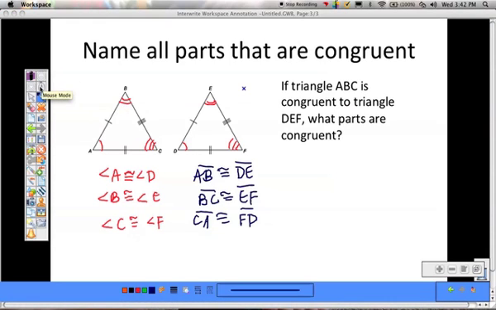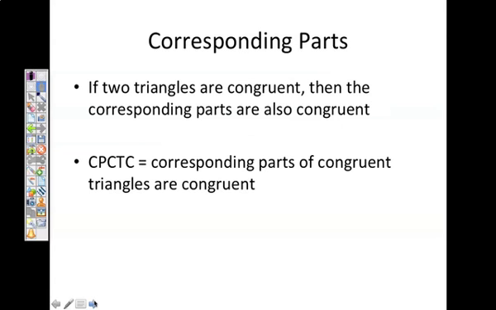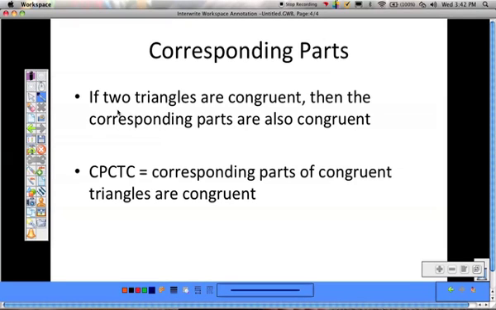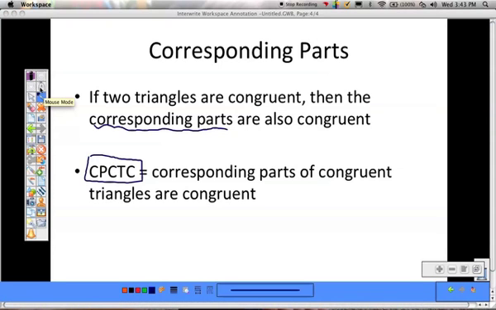This is actually a conjecture that we use. Here's the conjecture. If two triangles are congruent or exactly the same, then the corresponding parts, the parts that are in the same location, are also congruent. There's a shortcut for this conjecture, CPCTC. We're going to use this quite a bit in our proofs, which just means corresponding parts of congruent triangles are the same, are congruent. So let's practice using CPCTC.